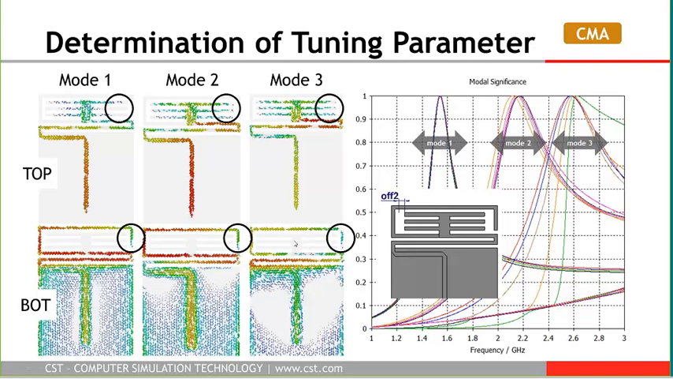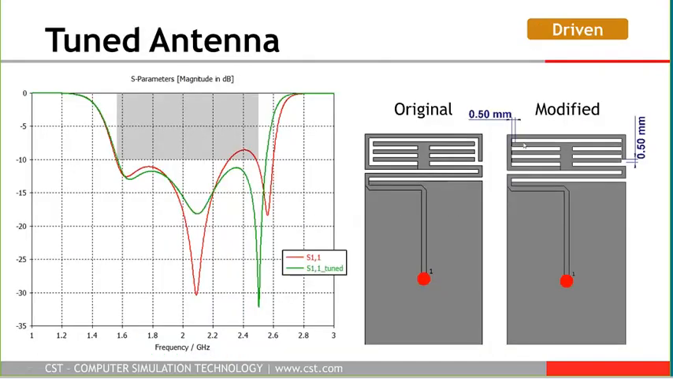So by this procedure, we have found a suitable parameter candidate for tuning the antenna. And based on this information, if we change the original structure and change these two lengths by 0.5 millimeters, we get the S11 green curve, which fulfills our requirements.